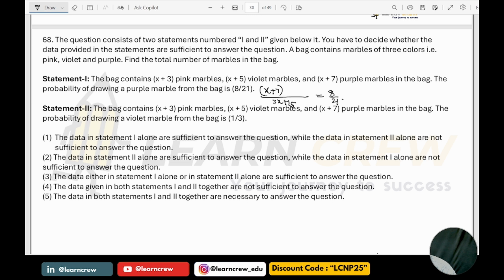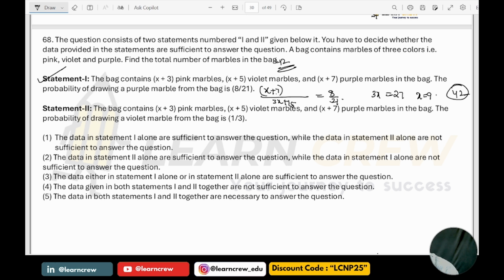24x minus 21x, 3x is equal to 147 minus 120, 3x is 27, thereby x is 9. So the total number of marbles would be 3x plus 15, which is 3 into 9, 27 plus 15, 42. You will get the total value as 42. 1 itself is sufficient.